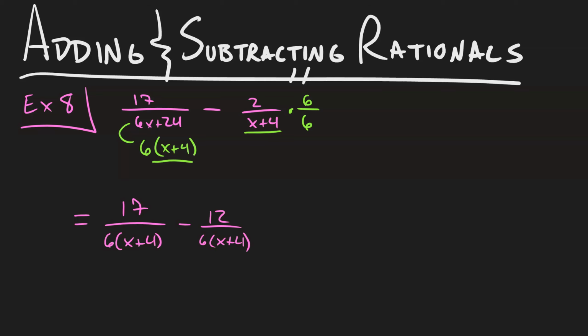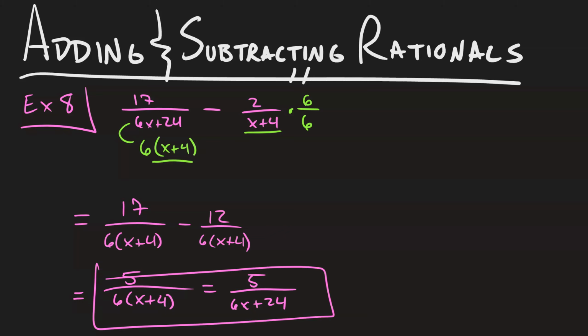So in this case, I didn't distribute the denominator, mostly because I like to keep it in factored form. So now that we've multiplied through, we can go ahead and add our fractions. In this case, we're going to get 5 over 6 times x plus 4, which again you can write as 5 over 6x plus 24. Either way will be acceptable.